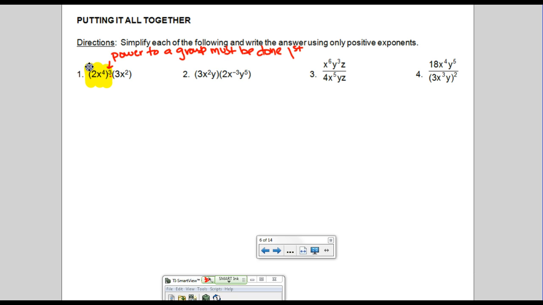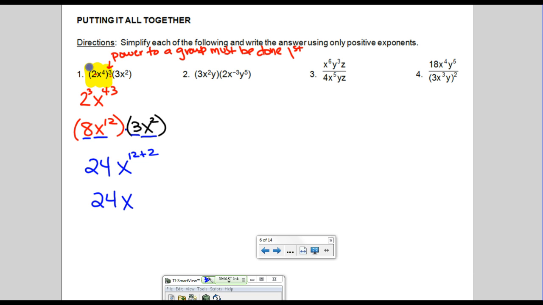So that's our power to power rule. Our power to power says that we're going to distribute the power to each guy inside because it's multiply. So you're going to get a 2 to the 3rd, which is an 8, and then an x to the 12th. So that is the power. And then we still have the 3x squared. And now in order to multiply these, we multiply the 8 and the 3 to get 24. And then an x to the 12th and an x squared. You add when you multiply the powers. So you get 24x to the 14th.